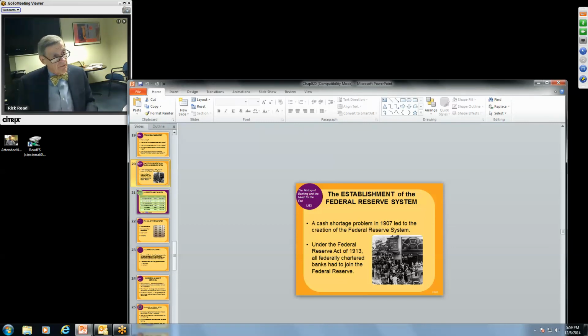The Federal Reserve came into being at that time, and then in 1913, all federally chartered banks became or had to join the Federal Reserve System. Now, it's important to mention this because this talks about federally chartered by the United States government. If it's state chartered, it doesn't have to belong.